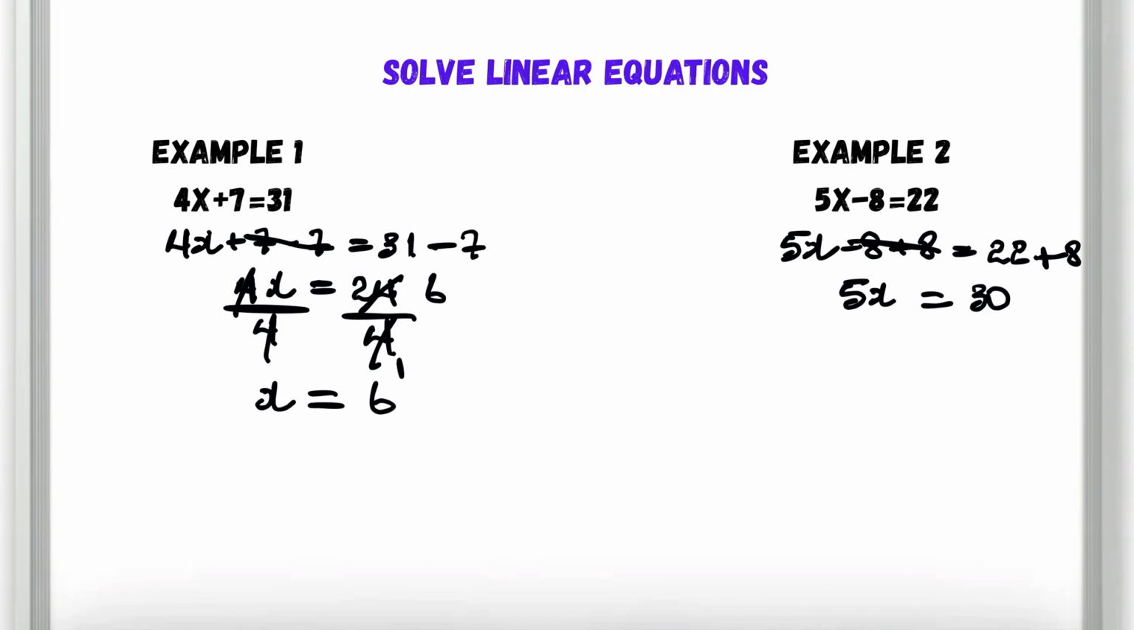Now, because the 5 and the x are being multiplied, we're going to do the opposite, which is divide by 5. 5 into 5 goes 1, and 5 into 30 goes 6. So therefore, x in this case is also 6.